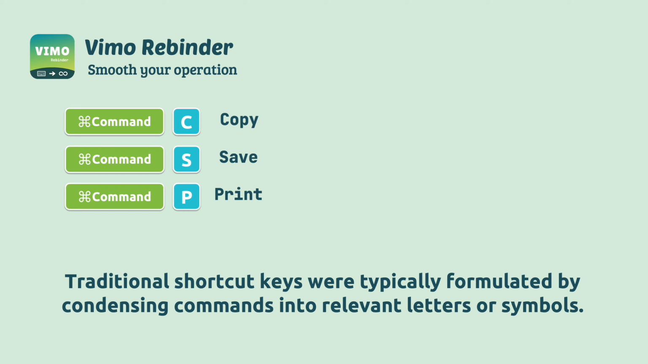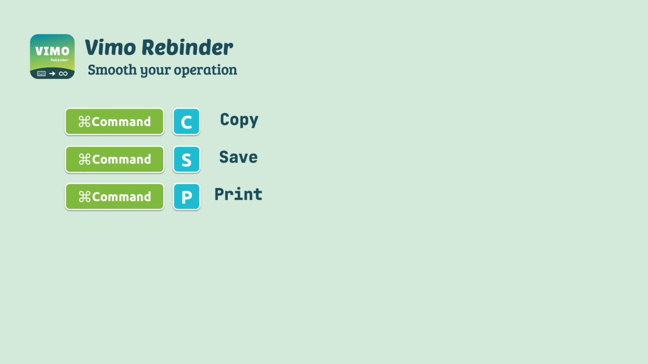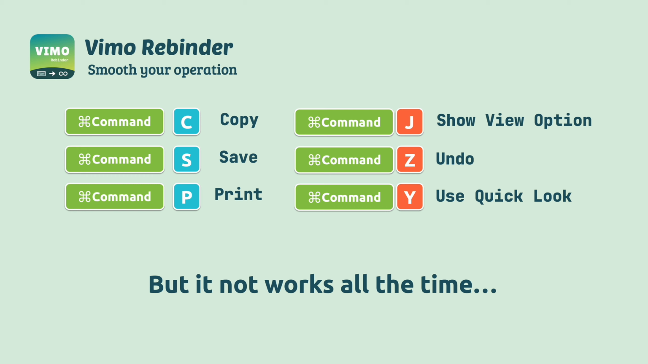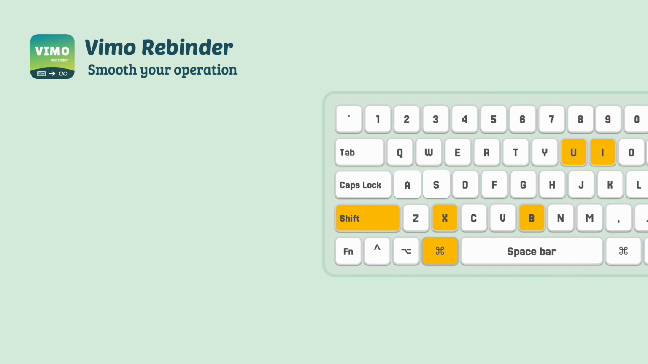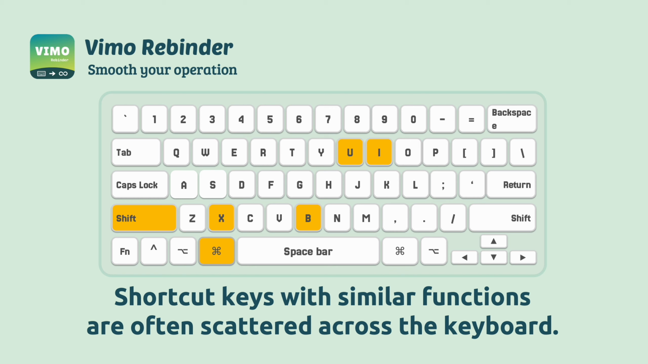Traditional shortcut keys were typically formulated by condensing commands into relevant letters or symbols, aiding in memory retention. However, because keywords often point to the same letter, this isn't always effective. For shortcuts with similar functionalities, the key configurations can also be inconsistent. Additionally, shortcut keys with similar functions are often scattered across the keyboard.